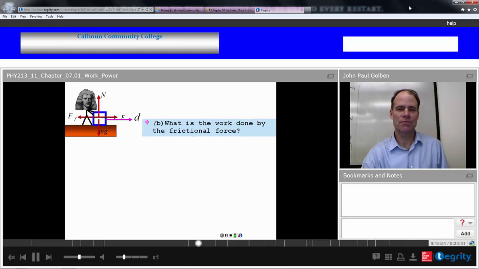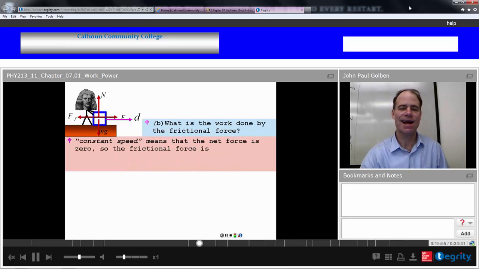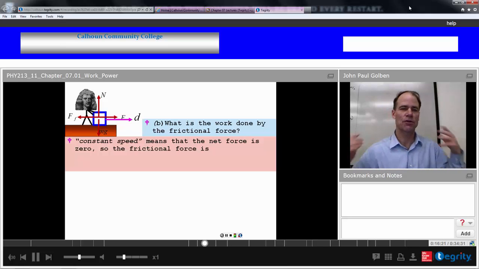What is the work done by the frictional force? Well, we're told that this box moves at constant speed. Anytime you see the words constant speed, you should recognize that the acceleration would be 0, the total acceleration, and the net force should be 0 as well, if there's 0 acceleration. So if the net force is 0, all the forces are canceling out, and whatever force Newton is applying on this box, the frictional force is meeting that same force in the opposite direction, giving you a net force of 0 and moves at constant speed.